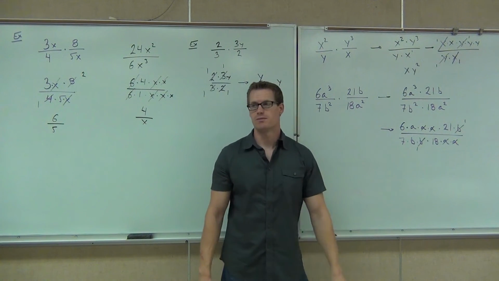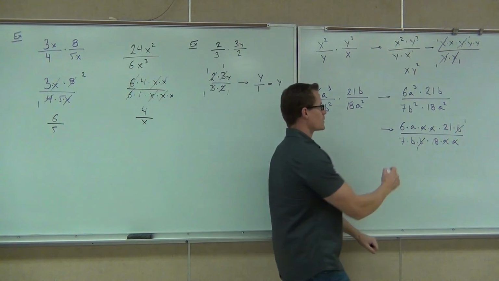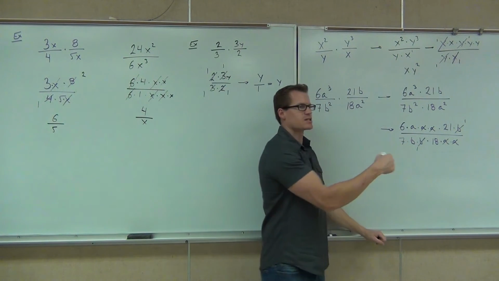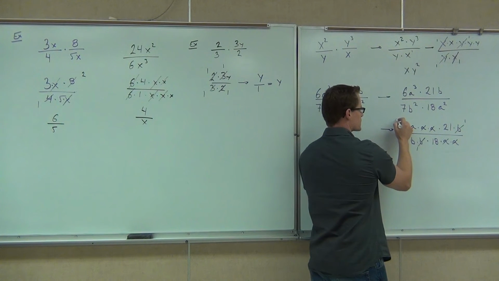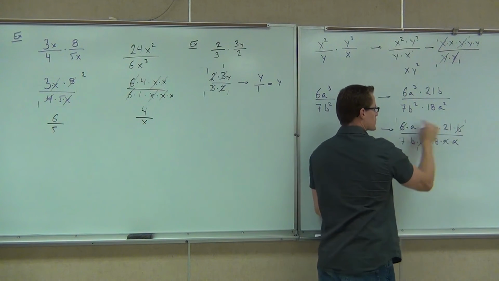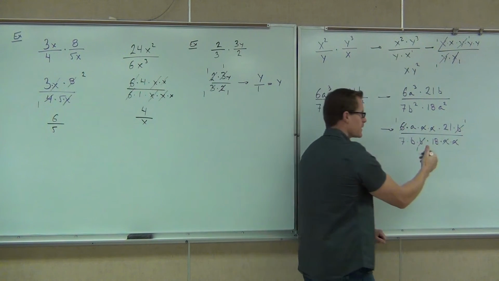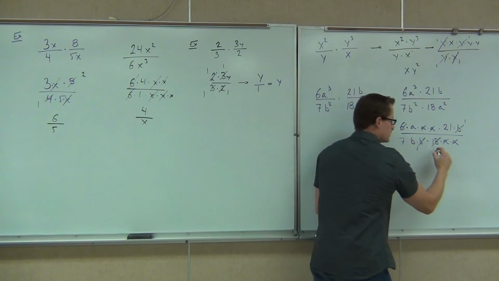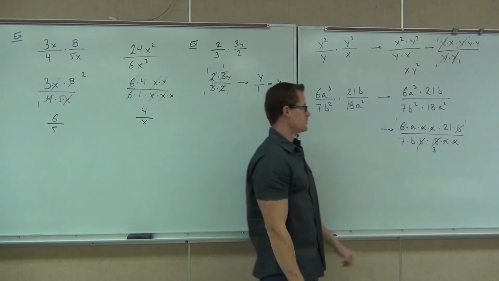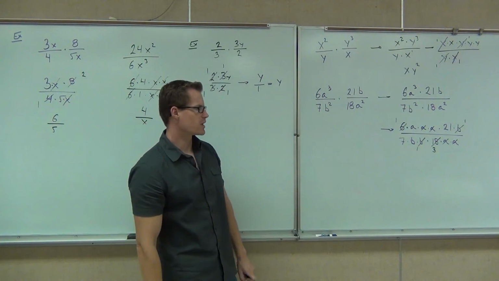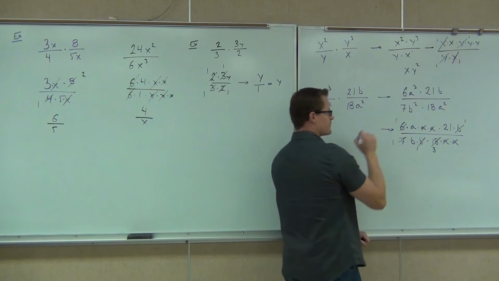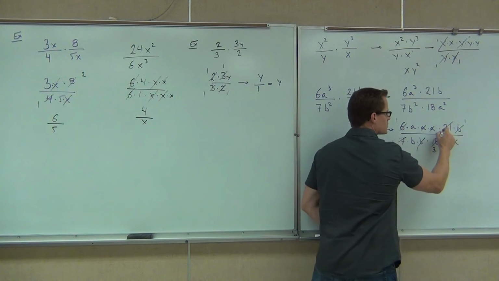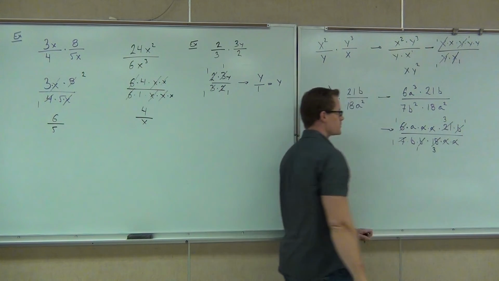Let's do the numbers now. 6 and 18. What goes into both 6 and 18? 6. 6 is great. We want the biggest one. 6 goes into 6 one time. Notice how we're getting a 1 just like we got a 1 here. That's the same idea. 6 goes into 18 three times. Then we have what else? 7. I know 7 goes into 7 one time. I know 7 goes into 21 three times.